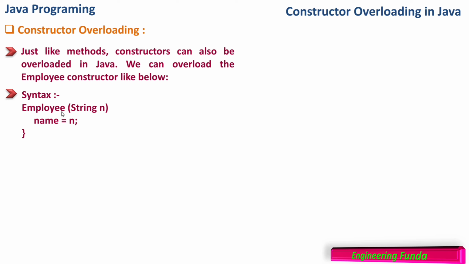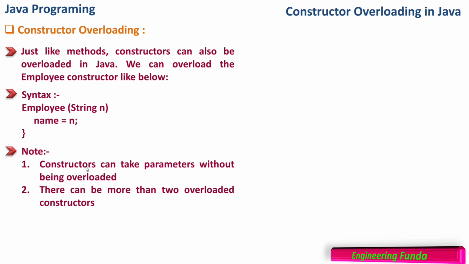So here is one employee constructor which has one argument, a string, and here there is name equal to n. Assuming that name is some variable defined in the class, we are storing the value of n into name.